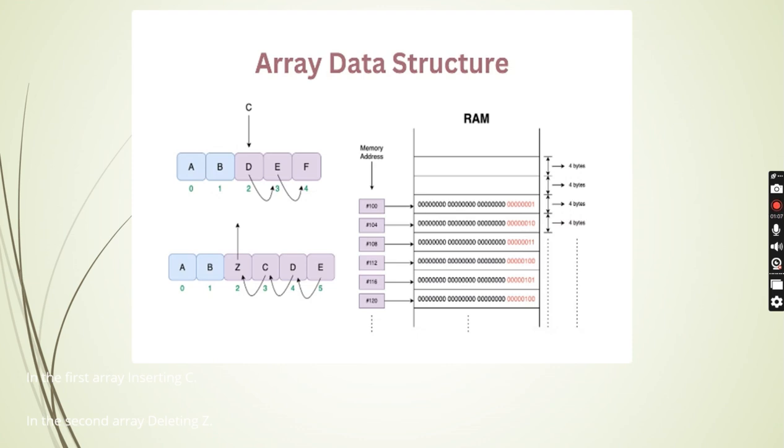This is the representation basically. So in the memory, this is RAM. Like this, we are storing 4 bytes. So this is the memory address. For example, like 100, 104, because we are using 4 bytes. So these are the locations where we are storing it.